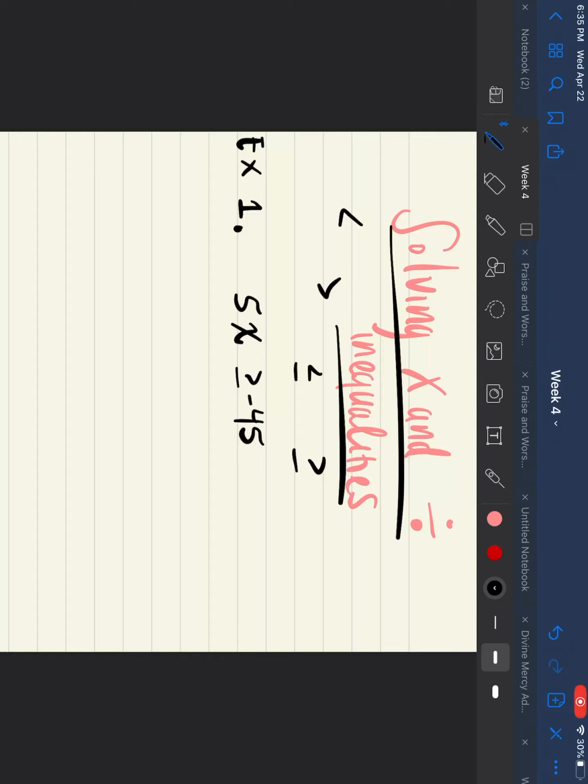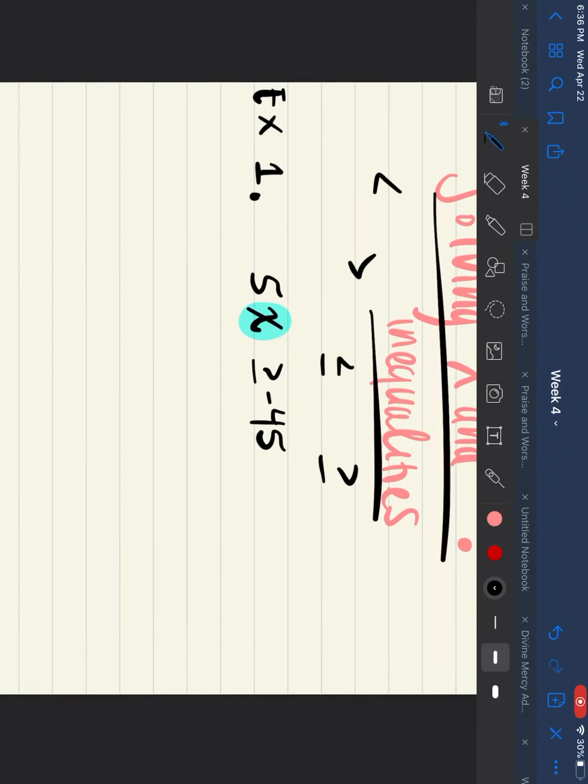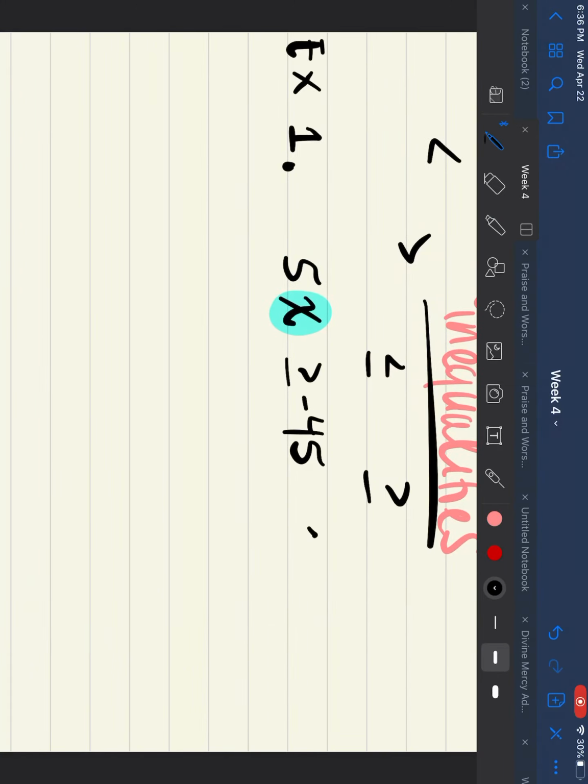Step 1, I want to identify the variable. What do I need to isolate? Because the goal of an equation or an inequality is always to isolate the variable, because you want to know what that x is. I'm going to write the steps here on the side. So step 1, isolate the variable. Well, now what are we going to use to isolate the variable?